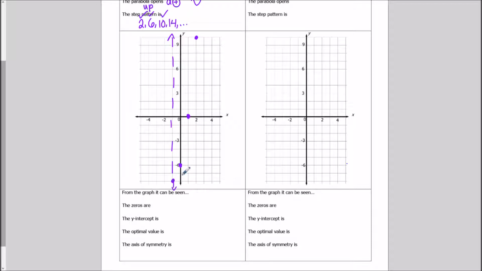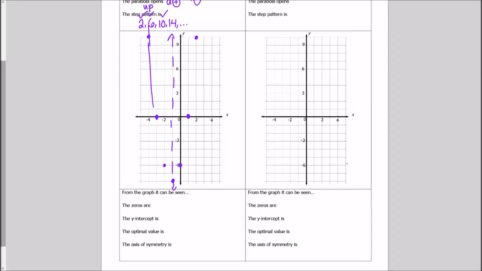Now I need to reflect all these points over my axis of symmetry. So since this is 1 to the right of the axis of symmetry, I'm going to go 1 to the left of the axis of symmetry and put it out there. Since this right here is 2 to the right of the axis of symmetry, I'm going to go 2 to the left and put my dot there. And then here, this is 3 to the right of my axis of symmetry, so I'm going to go 3 to the left because, again, it's symmetrical.